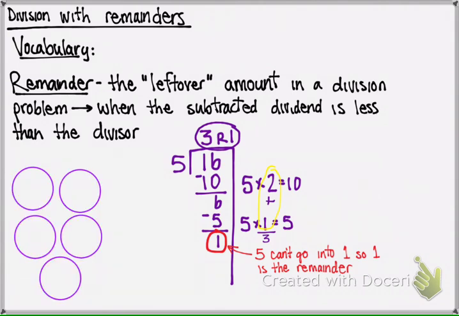In the model, since our divisor is 5, we have 5 groups. That would mean 3 1s are in each group, because 5 times 3 is 15, and 1 is left over to equal 16. So 5 groups of 3 with 1 left over, 3 remainder 1.